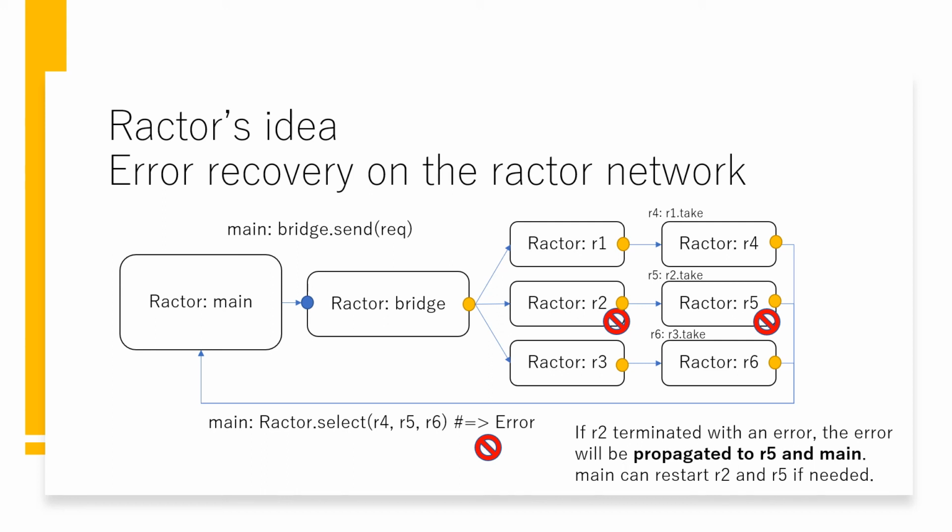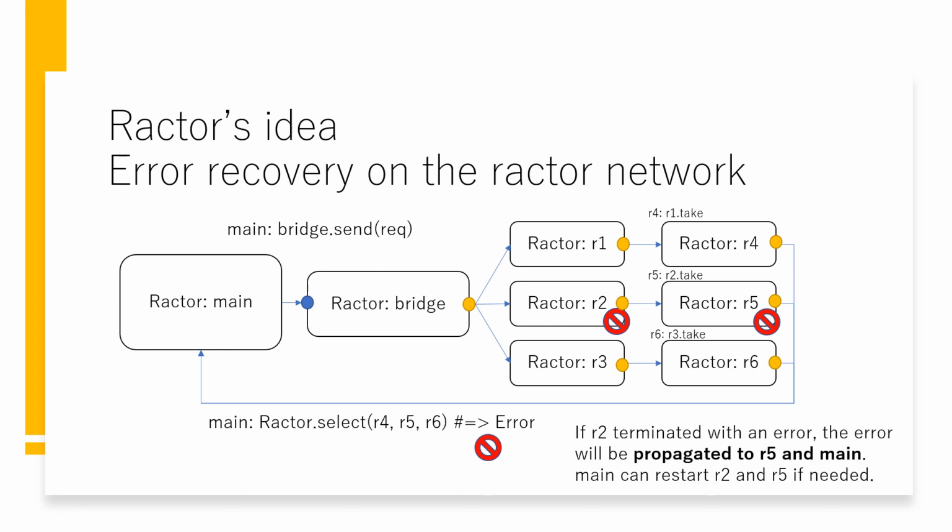When the main Ractor detects the exception on R2 and R5, the main Ractor can handle such exceptions. The very easiest way is exiting the application with some error messages. Another handling can be restarting the application, or restarting only R1 and R5 is another way. So the application can choose how to recover from the exceptions.